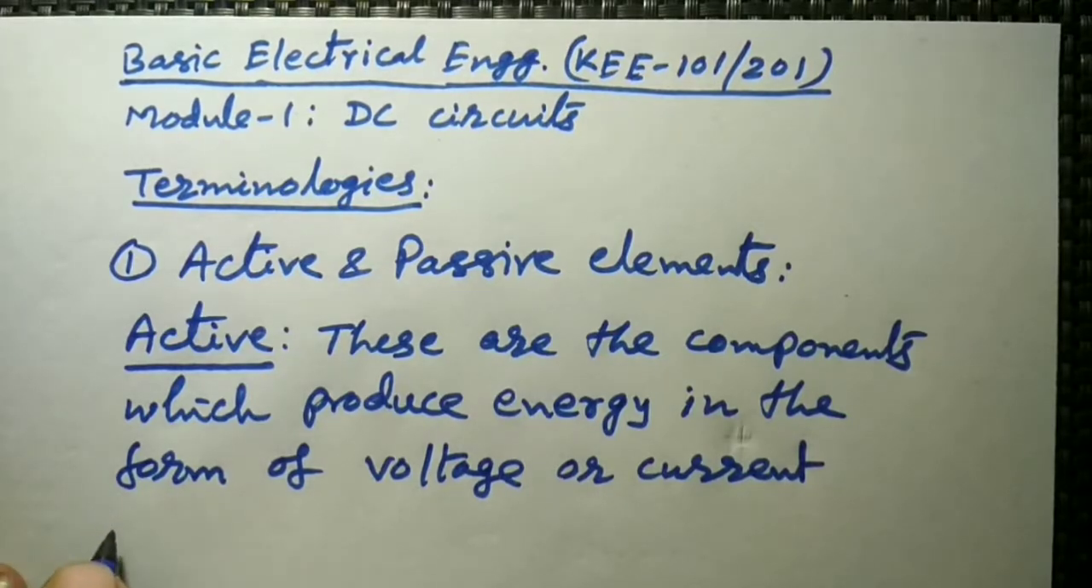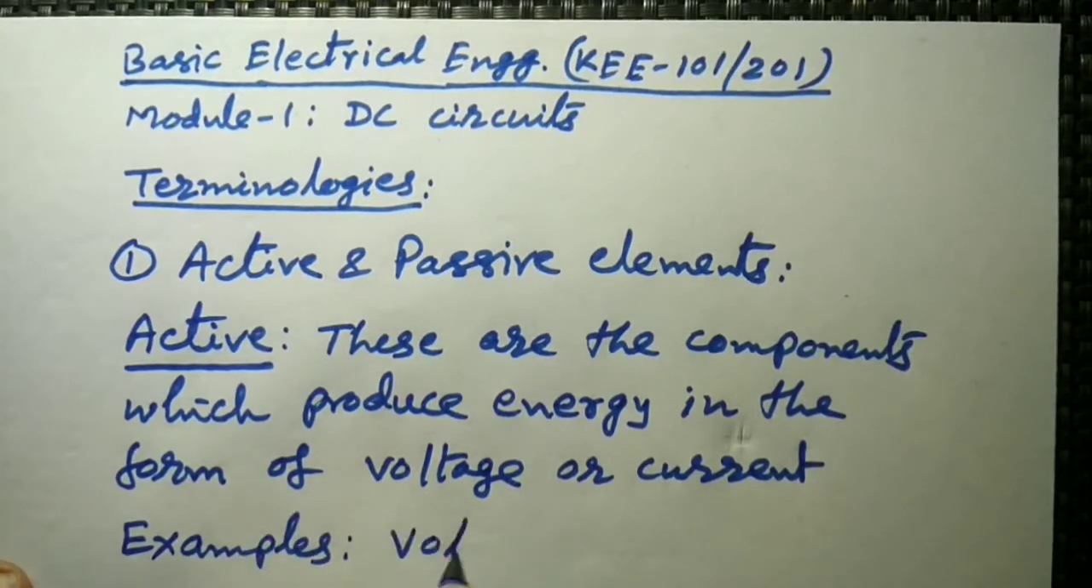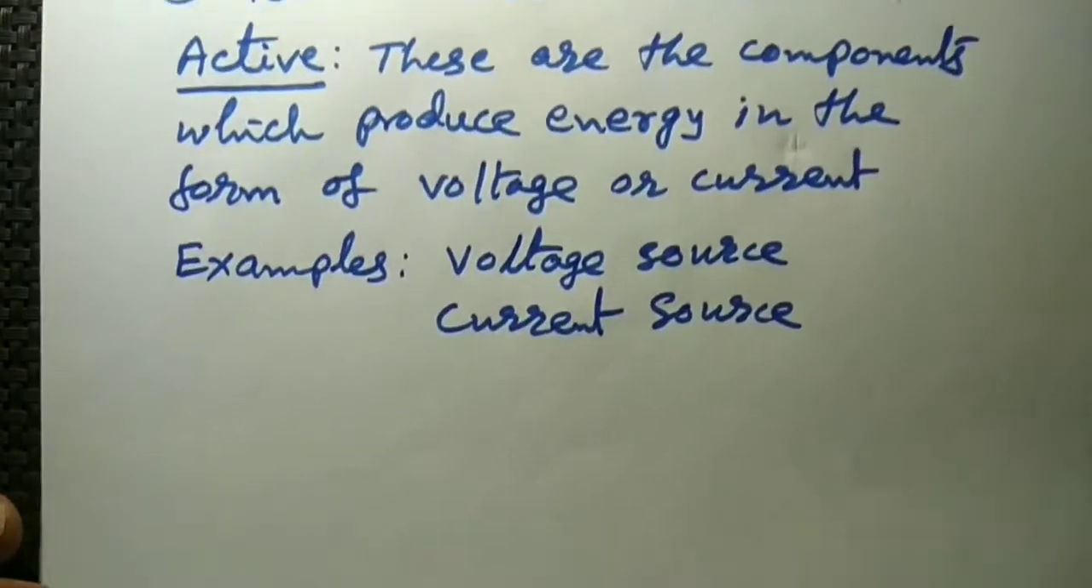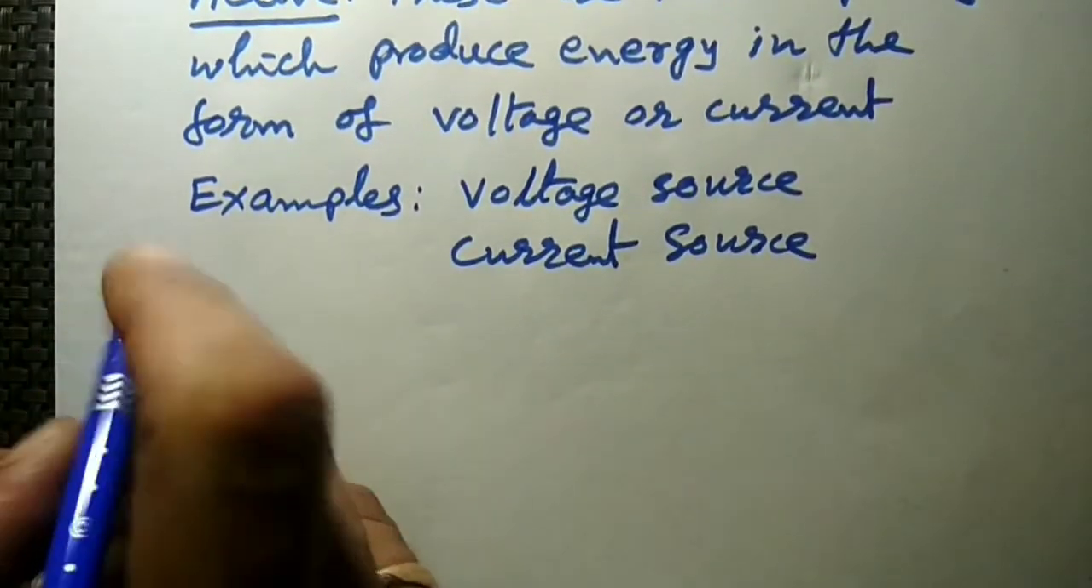Examples of the active elements are voltage source and current source. We will discuss the voltage source and current source later in this lecture. Next, come to the second part, that is called the passive element.